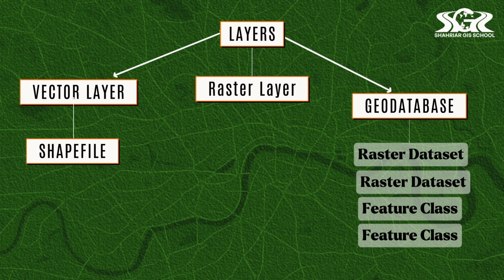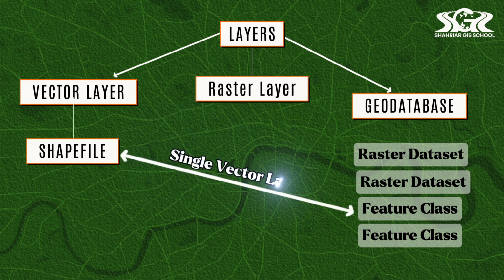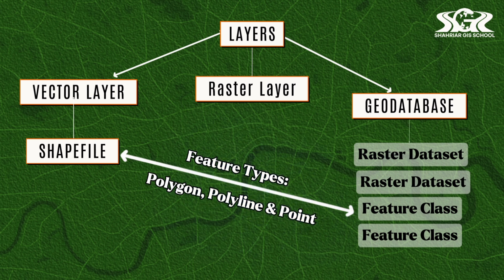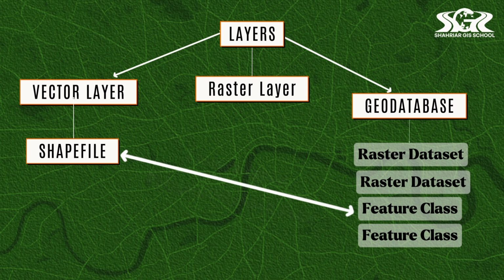Here, we have feature classes, which are a type of vector layer inside of this Geodatabase, similar to a Shapefile. In our Shapefile single layer, we have three types of features, including polygon, polyline, and point. In a feature class, we also have three types of features: polygon, polyline, and point. A Shapefile contains multiple features. A feature class contains multiple features. A Shapefile contains an attribute table. We can digitize a Shapefile. The same we can do in our feature classes. We can digitize our feature classes. We have attribute tables and so on.